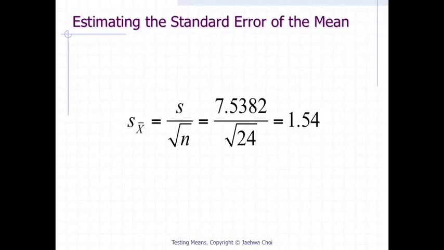Getting back to our ADHD example, we still need to calculate the estimated standard error of the mean to complete our formula. The estimated standard error of the mean is computed by dividing the standard deviation by the square root of n. It equals 1.54. N is 24 because there were 24 subjects even though the data from only the first 4 were shown previously.